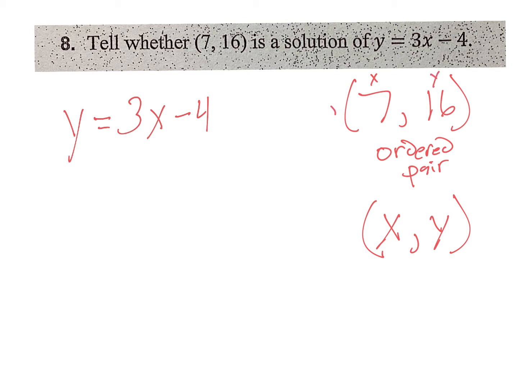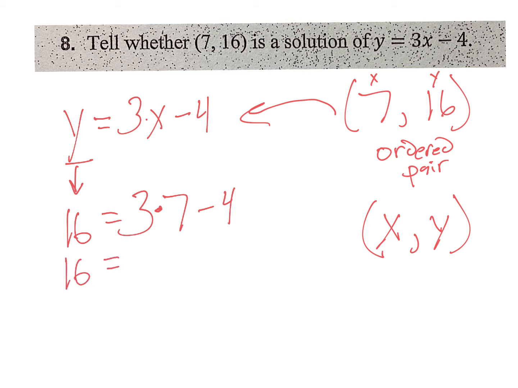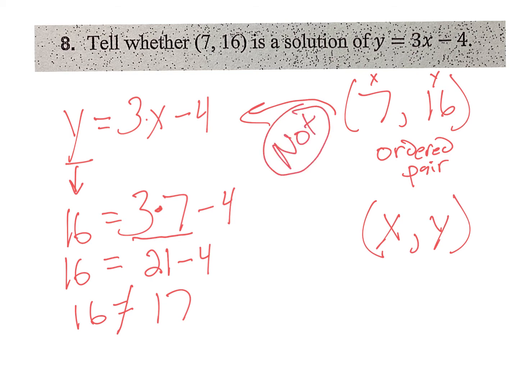So let's see if this works in here. The y is right here, so I'm going to replace that with 16. 16 equals 3. Now when a variable and a number are next to each other, I know it's multiplication. So 3 times x is 7, minus 4. All right, now this is still 16, but I got to do order of operations here, and the multiplication is first. So 21 minus 4. This side is still 16. 21 minus 4 is 17. 16 equals 17. That's not good. So this is not a solution. That ordered pair does not work in that equation.